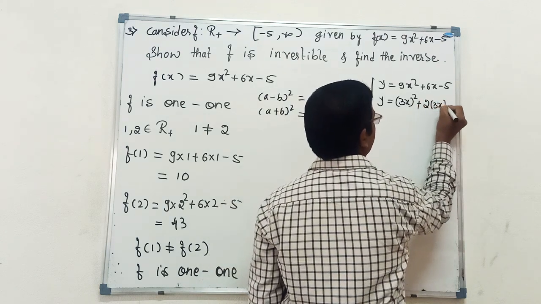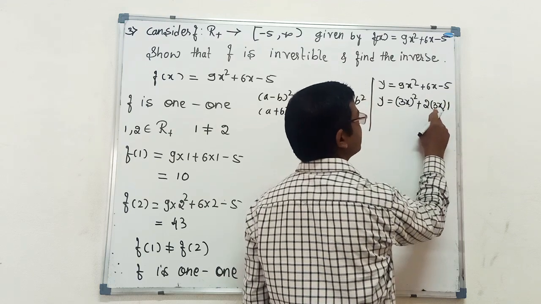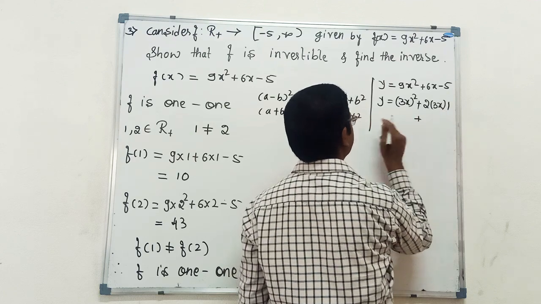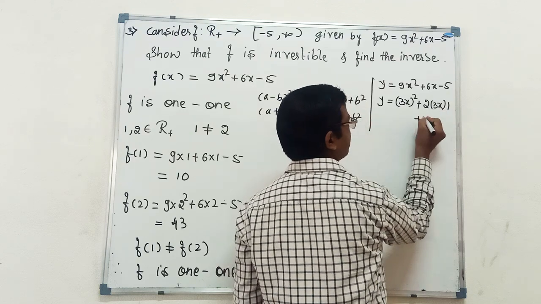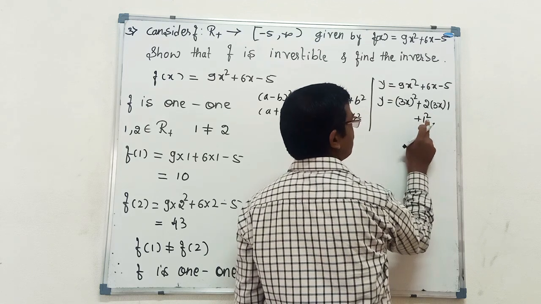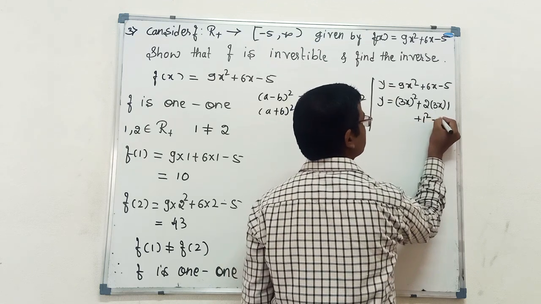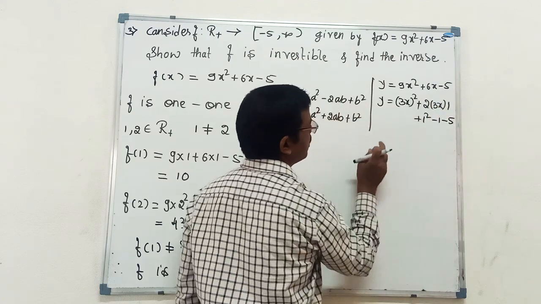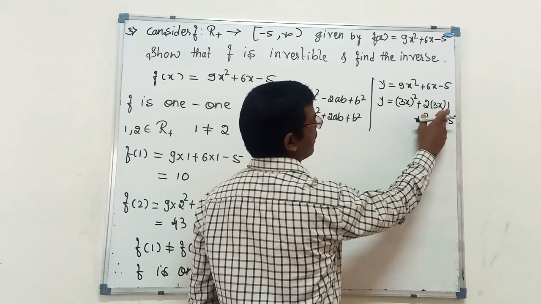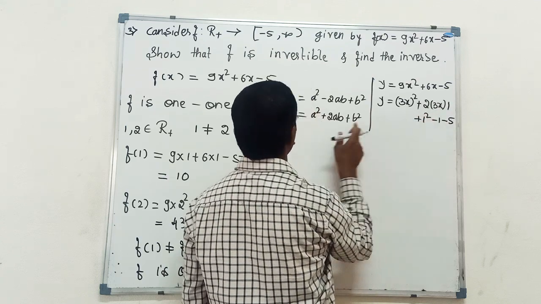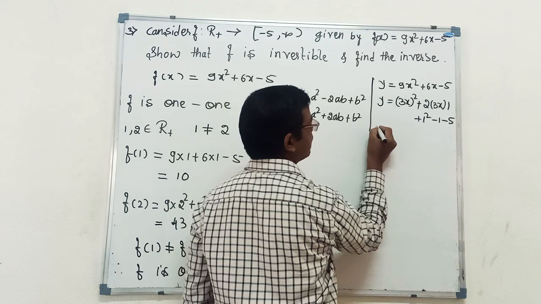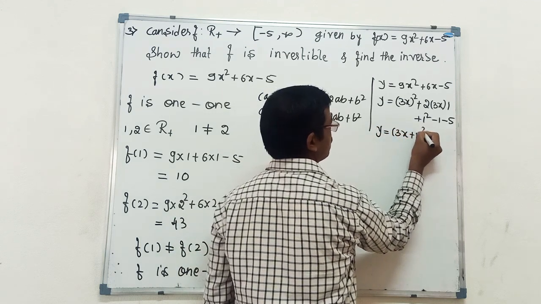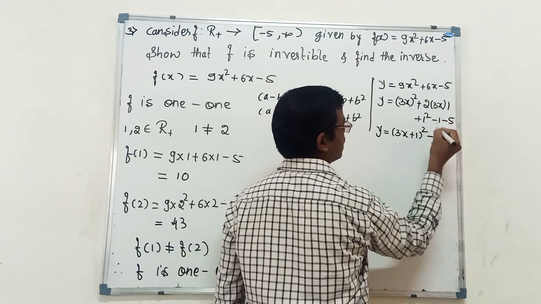So what about b? 2 times 3 is 6, so b is 1. We got the b value. Let me write b square, 1 square. We have added it, and if we add anything, we have to subtract it. So here we get minus 1, then minus 5. Now we have a square plus 2ab plus b square, which means a plus b whole square. So y is equal to 3x plus 1 whole square minus 1 minus 5, that is minus 6.